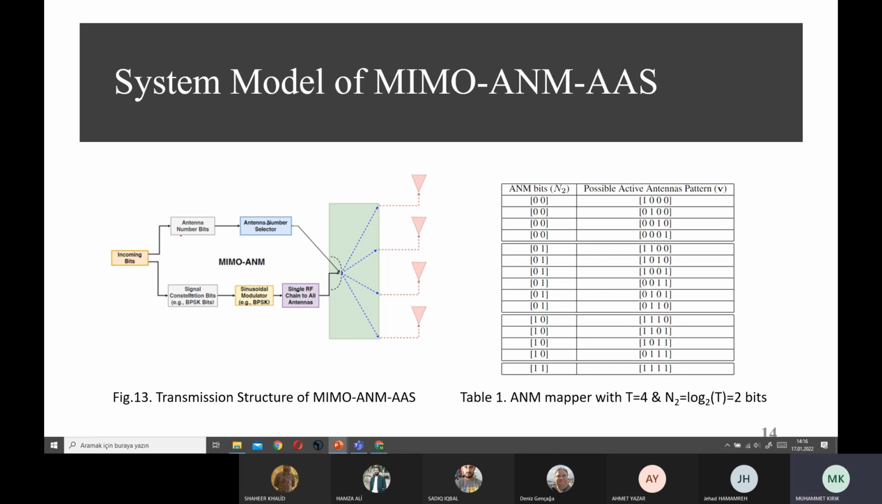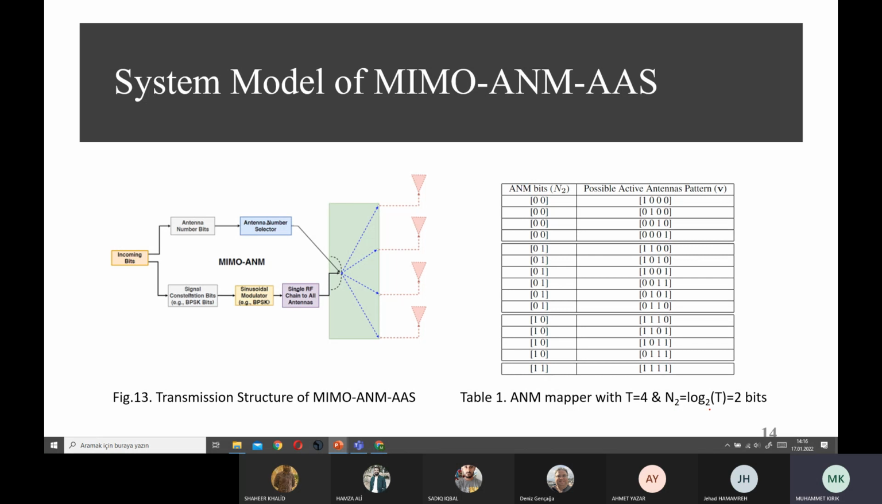And in this part, we are using the antenna number bits. These bits are used to decide how many antennas will be activated in our system. So in this case, we have 4 antennas, and to decide how many symbols will be used in the antenna number bits, we have a small formula here.